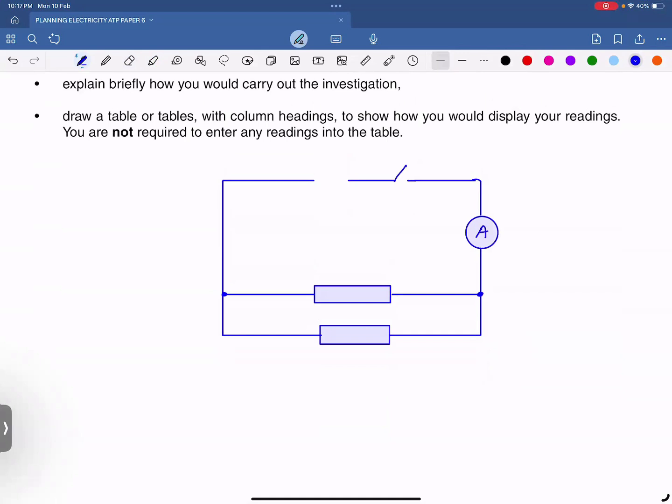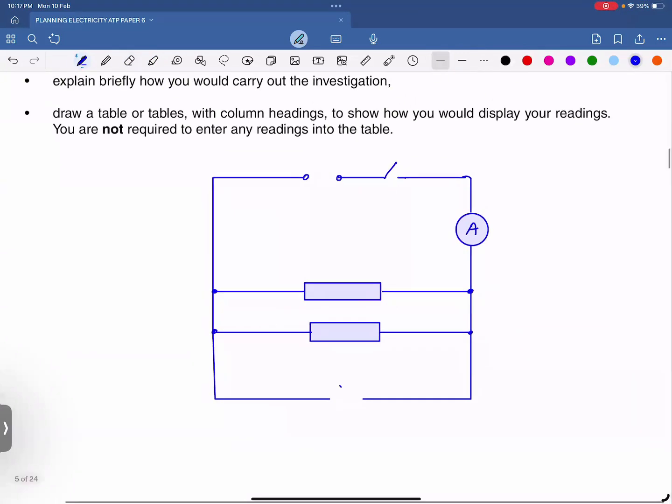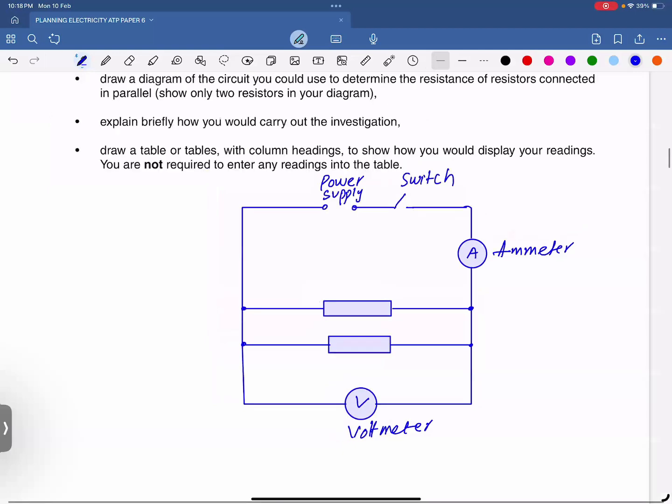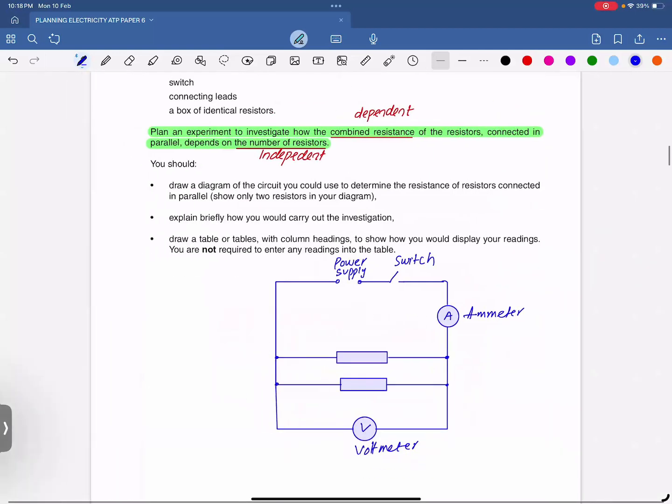Here is a switch, which is right now open. Here is the power supply. Here, making a new junction, you can add a voltmeter, V. Okay, so label power supply, switch, ammeter, voltmeter. The resistors already use the standard symbol, so we don't need to mention that. With this, you got the mark for the diagram. We can put a tick.